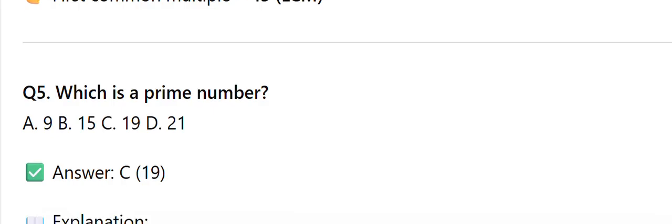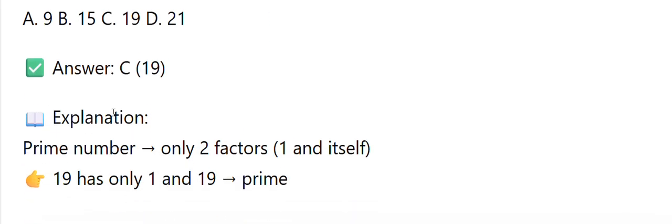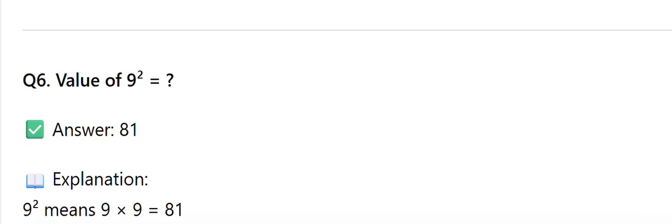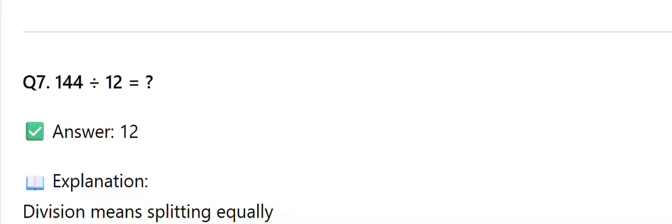Which is a prime number? Prime number is a number with two factors, which can be divided by 1 and itself. So here 19 can be divided only by 1 and 19. So 19 is the prime number. Value of 9 square. So we know 9 square is equal to 81. That is 9 into 9 is equal to 81.